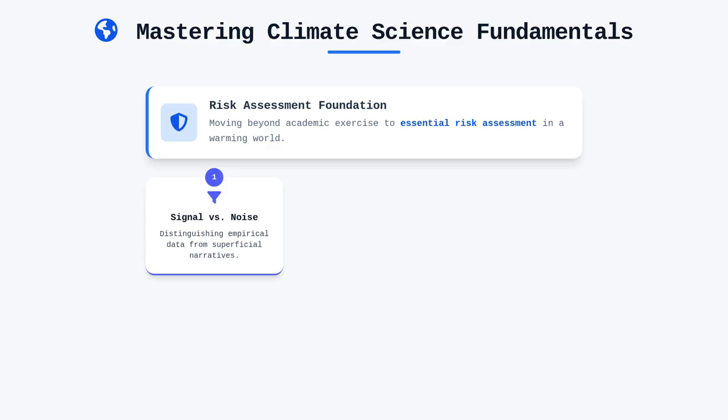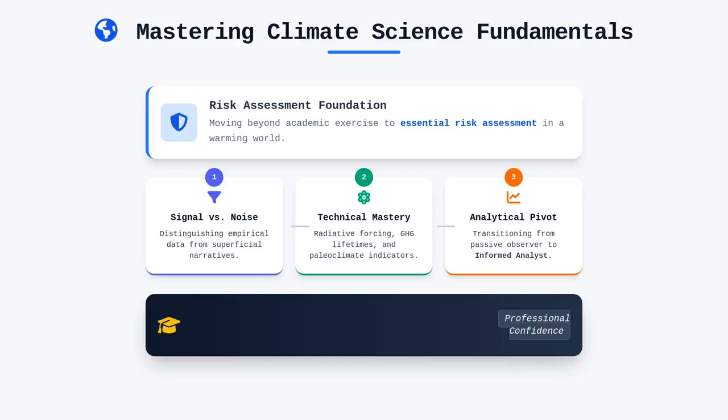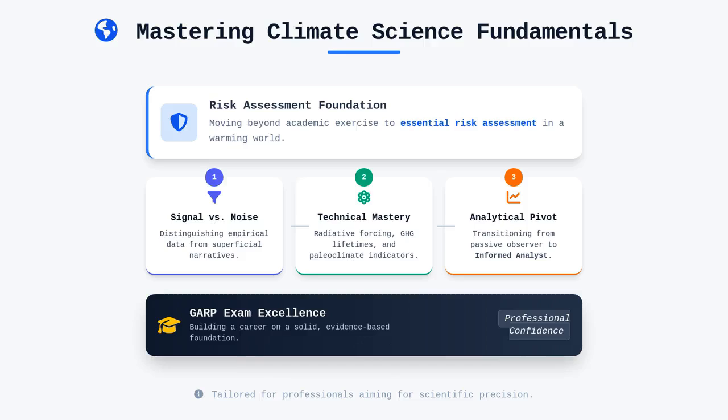We will bypass the superficial narratives often found in mainstream media and instead focus on the empirical data that drives GARP's examination questions. You will learn to navigate the complexities of radiative forcing, greenhouse gas lifetimes, and the nuances of paleoclimate indicators with professional confidence. This course is designed to transition you from a passive observer of climate news to an active, informed analyst capable of parsing complex scientific reports. If you are aiming for excellence on your exam, and want to build a career on a solid, evidence-based foundation, this material is tailored precisely for you.